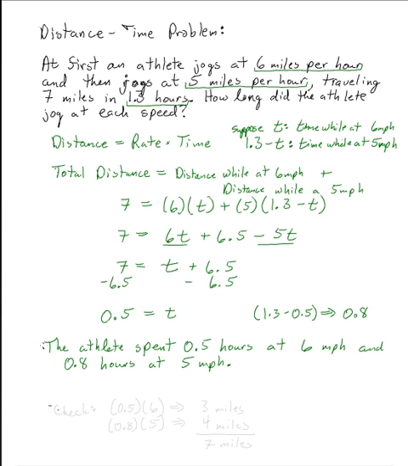Let's just do a quick check here. Rate times time, 0.5 times 6 miles per hour, that's 3 miles. And then we'd have 0.8 times 5 miles per hour, that's 4 miles, which is a total of 7 miles. So our answer is reasonable.